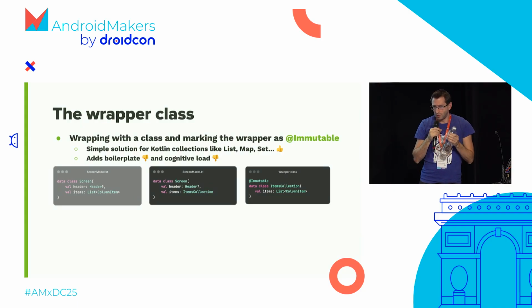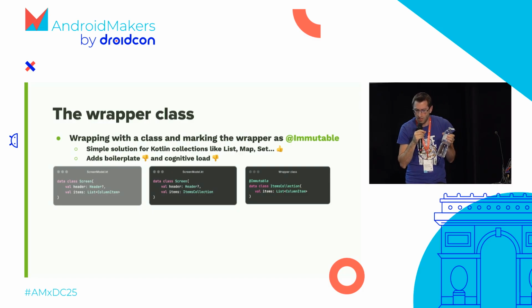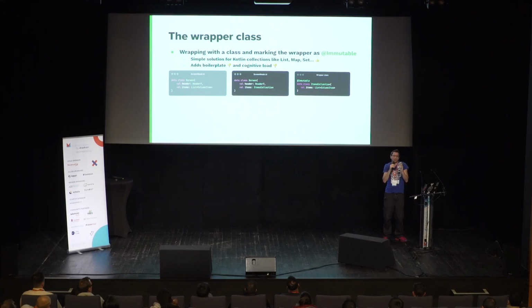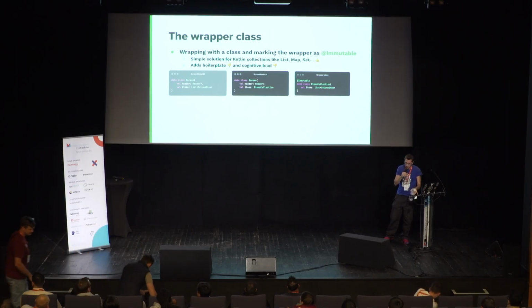But I also think it adds cognitive load, because 3 months, 6 months down the line, a new person joins your team and says, why, when I want to get something from the screen, I have to do screen.items.something? I don't understand. And you will probably have to write a lot of documentation on that immutable items collection data class to explain why you are including these wrapper things for Compose in your data models. Maybe not the best option, especially if you have to do it in all the collections, a lot of wrappers.